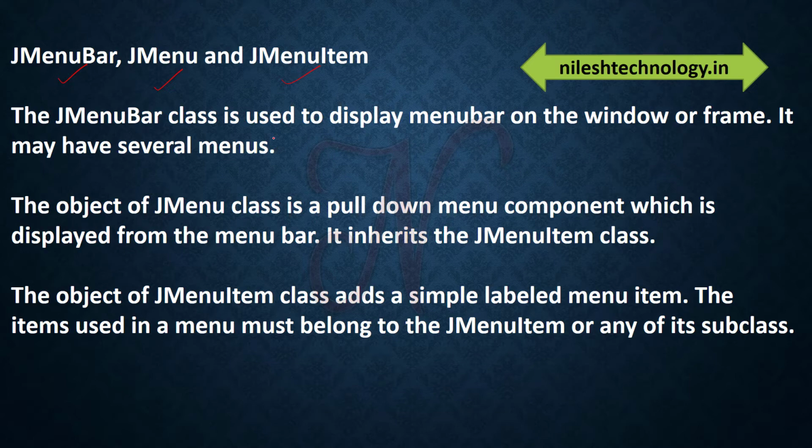The JMenuBar class is used to display a menu bar on the window or frame. It may have several menus. The object of the JMenu class is a pull-down menu component which is displayed from the menu bar. It inherits the JMenuItem class. The object of the JMenuItem class adds a simple labeled menu item. The items used in the menu must belong to JMenuItem or any of its subclasses. Okay, so this is the menu.